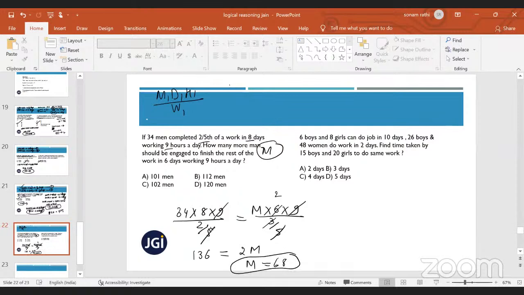I think answer options are wrong, because total now they are saying there are 68 men. Earlier there were 34 men. So how many more men joined? 68 minus 34. Still your answer is 34. Answer options are wrong. Even if you solve in this manner or any manner, you are still getting 34.